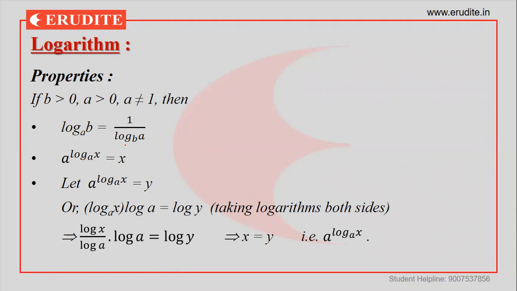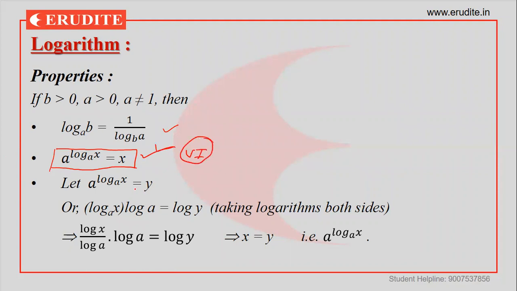If I take the denominator reciprocal, the base and number get changed, so log of a to the base b is one. Another set of log problems we can see: a to the power log of x to the base a, this is a and this is also a. If it is written, then ultimately this x will come outside. It is nothing but x. This a and this a get cancelled.